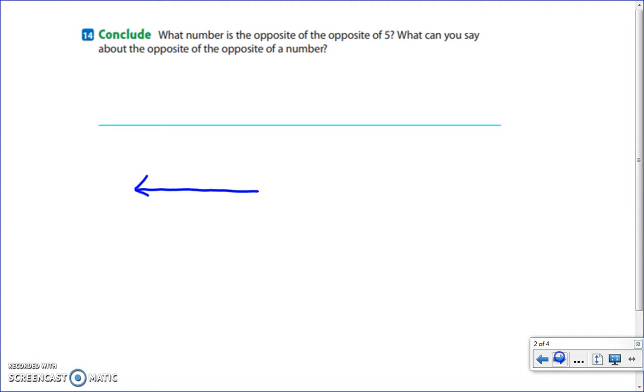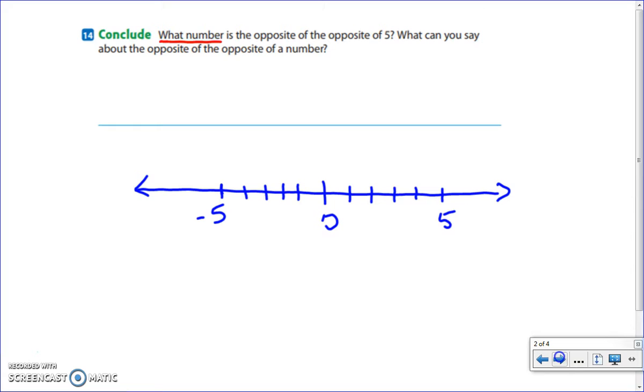It says that we're talking about the number 5. That's where 5 is. We're talking about opposites, so I'm going to write where negative 5 is as well. Okay, so here's a number line illustrating each one of these dashes represents a whole number, 1, 2, 3, 4, 5. I've labeled 5 and negative 5, and it asks us what number is the opposite of 5. Okay, so when we read this question, it can be kind of confusing because it has the word opposite in it twice.